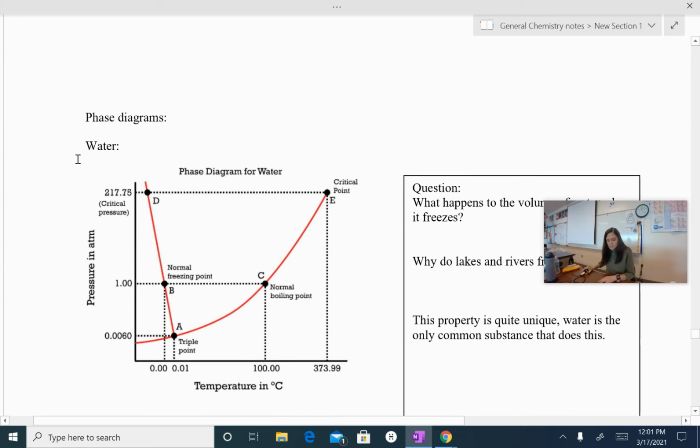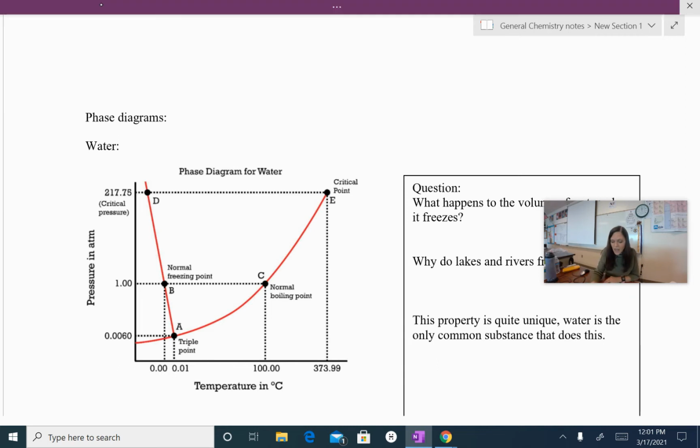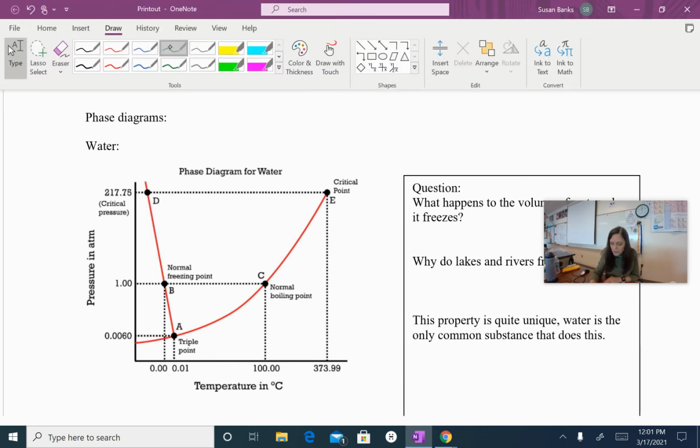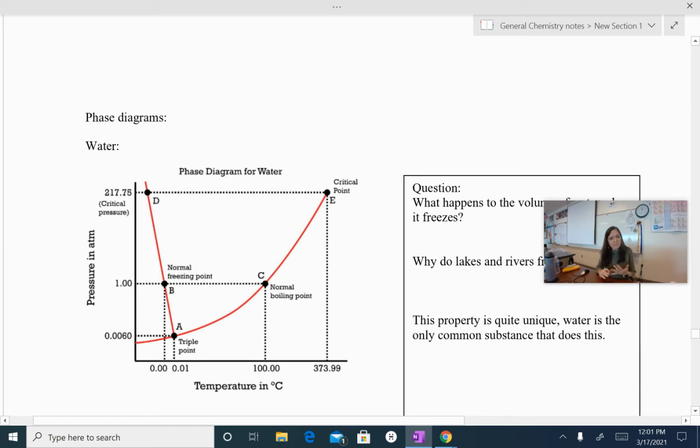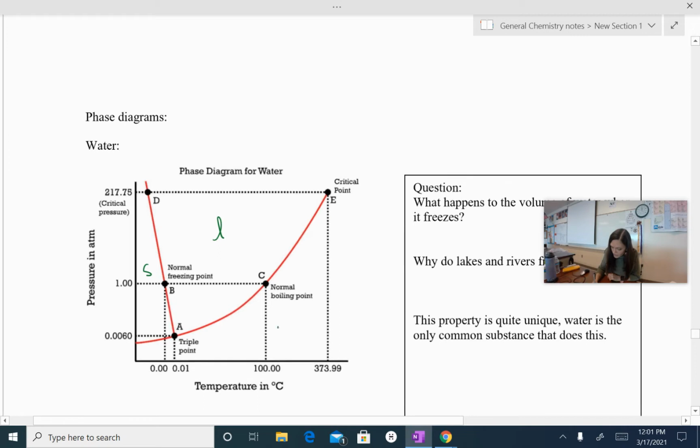So phase diagrams are really useful because we can see a whole range of pressures and temperatures where we can see the different phases of a substance, okay? So in this part of the phase diagram, we have our solid. In this V-shaped part of the phase diagram, we have liquid. And on the far right, we have our gas section, okay?